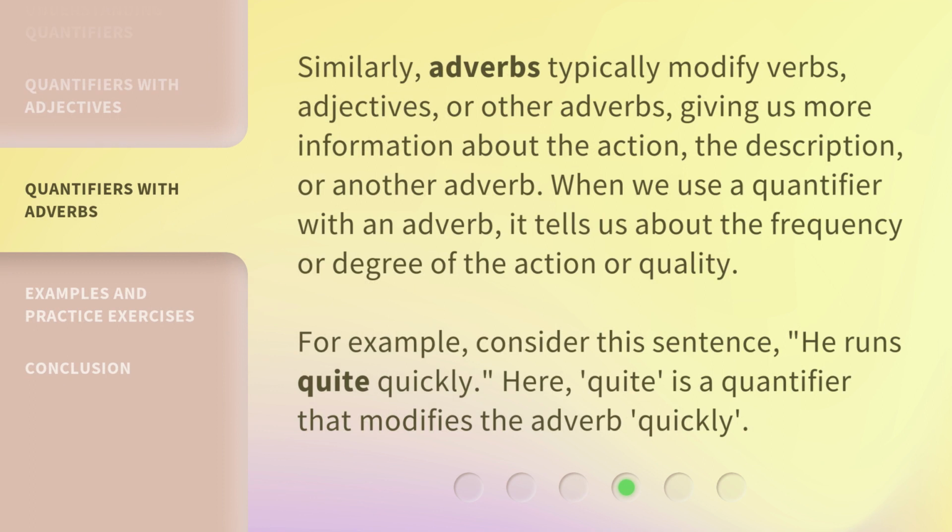Similarly, adverbs typically modify verbs, adjectives, or other adverbs, giving us more information about the action, the description, or another adverb. When we use a quantifier with an adverb, it tells us about the frequency or degree of the action or quality. For example, consider this sentence: "He runs quite quickly." Here, quite is a quantifier that modifies the adverb quickly.